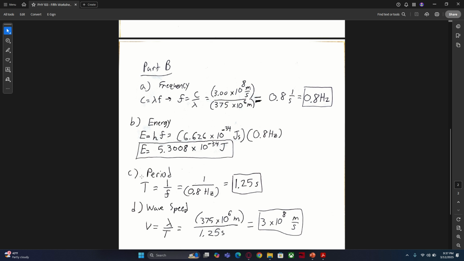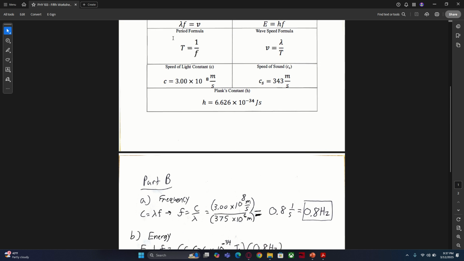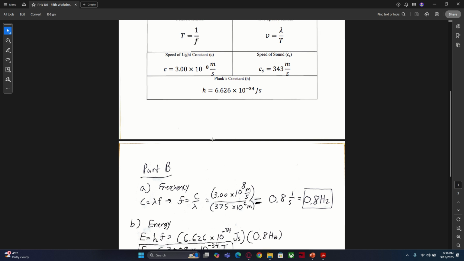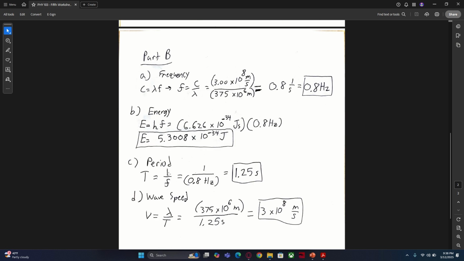Okay. Subpart C asked for the period. Now, according to our formula, the period is just the reciprocal of the frequency. So taking 1 divided by our frequency, or 1 divided by 0.8 hertz, this is going to be 1 over inverse seconds, which just means that our units are going to be back to seconds. And 1 divided by 0.8 is just 1.25. So the period is 1.25 seconds.